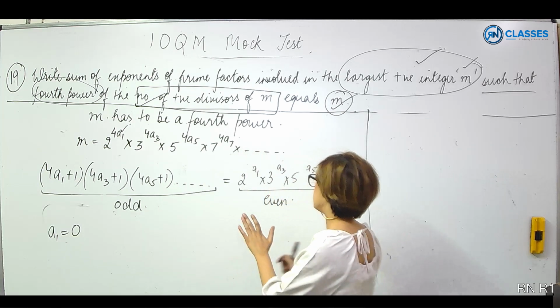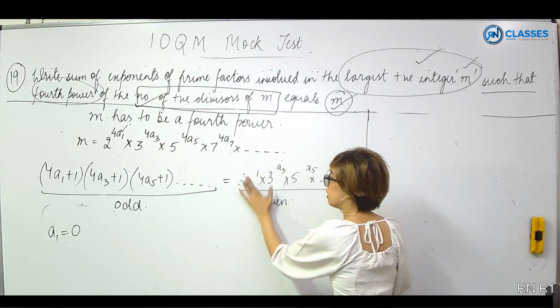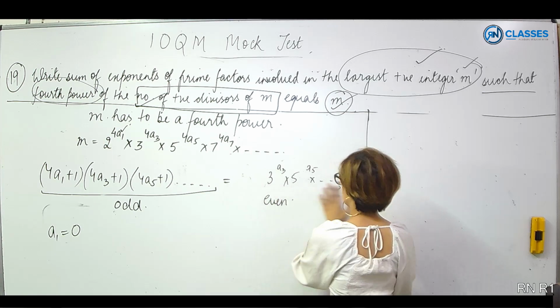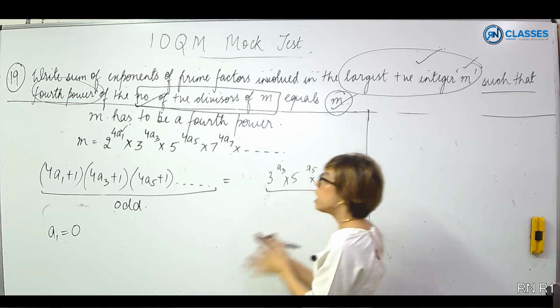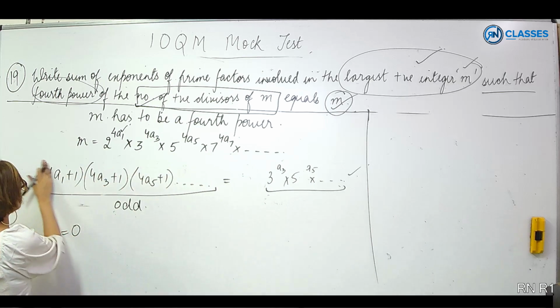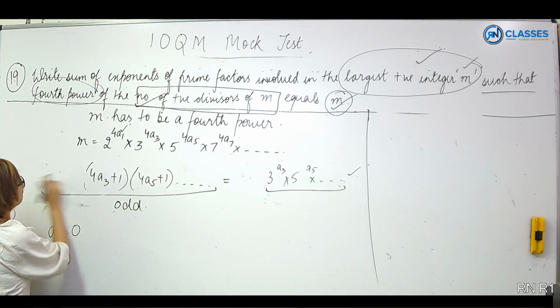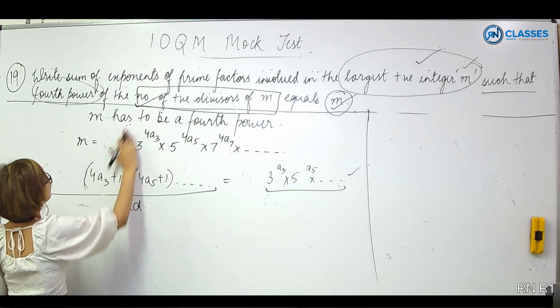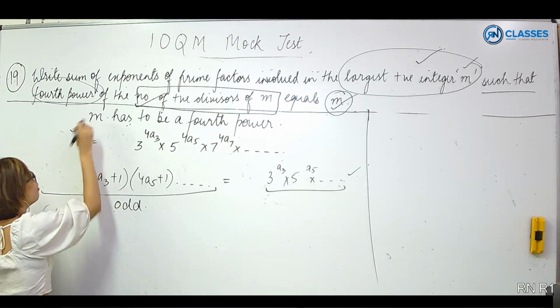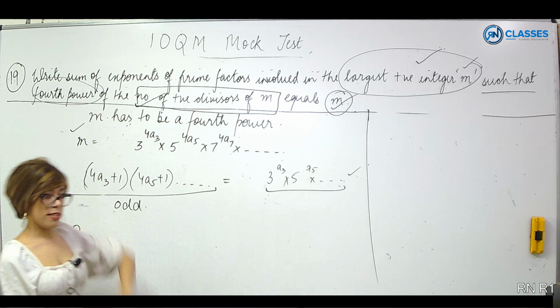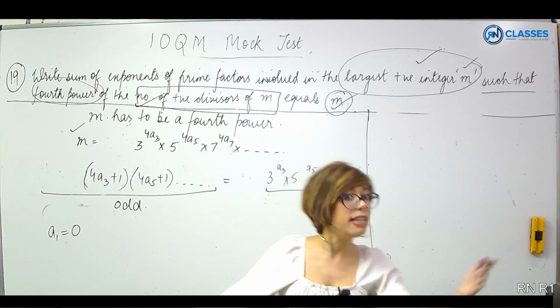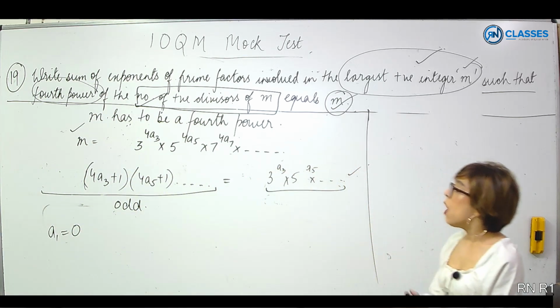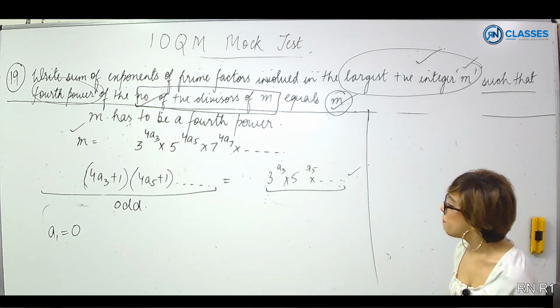So A1 is 0, so let me just get rid of this. I've made sure that this is odd. Now A1 is 0, so this becomes 1, so I'm erasing this also. And from here also A1 is gone, so this is done. So this is my M now. Let me move on to A3. Out of so many, at least I found one. Now let me talk about A3.